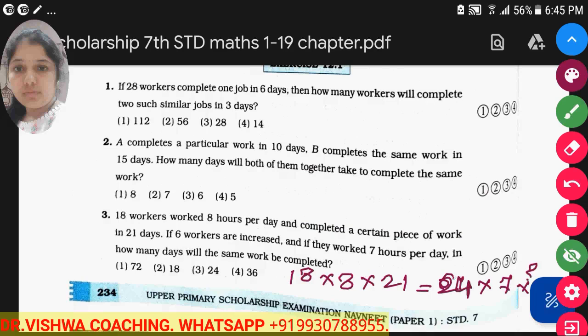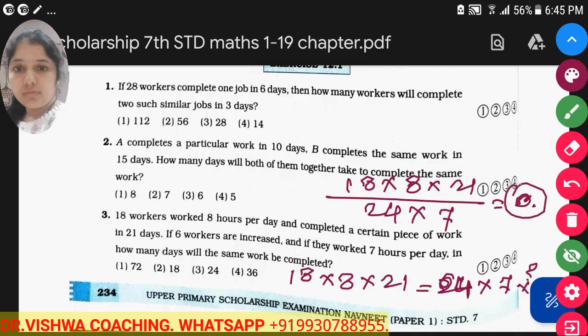Okay. Now solve this. 18 multiplied by 8 into 21 upon 24 into 7 is equal to the days required for the second set of workers to complete the work. Now 8 ones are 8, 8 threes are 24, 7 threes are 21, 3 sixes are 18. So 6 threes are 18. So 18 days they require to complete the work.